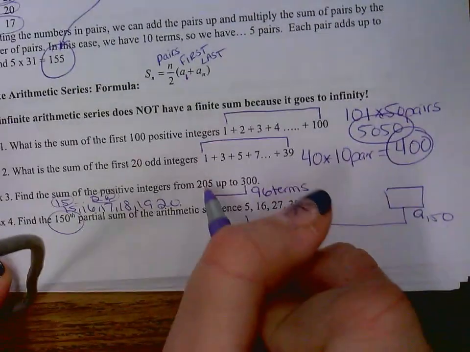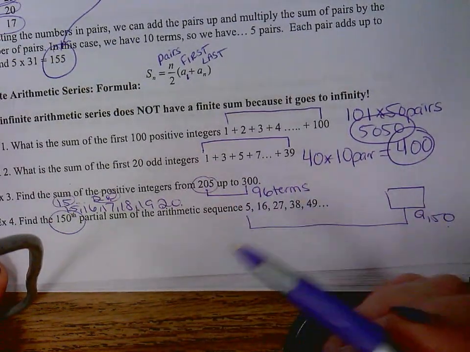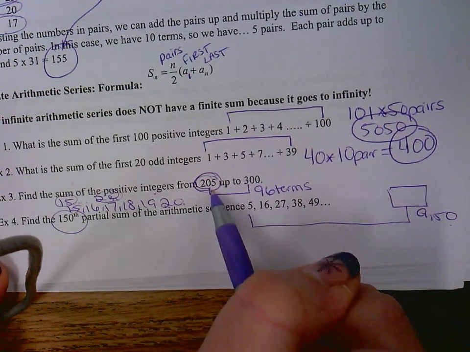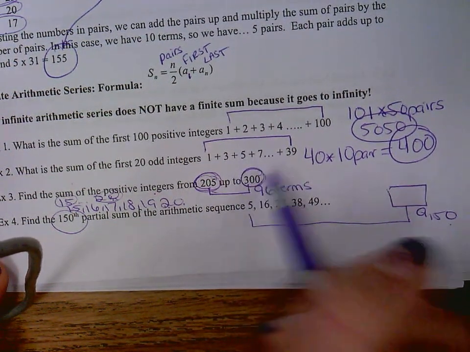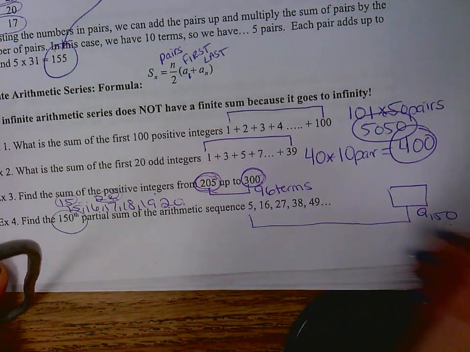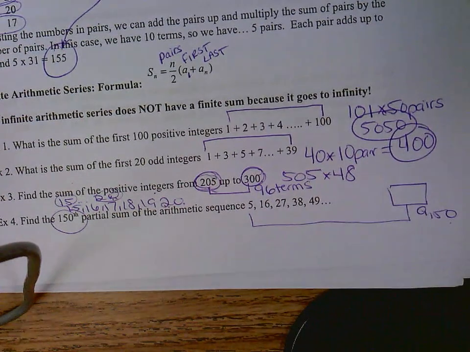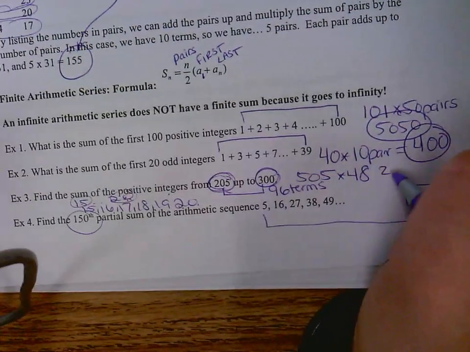Because 205 is the first part of the sequence. You're doing positive integers, right? So the first positive integer is 205. The last positive integer is 300. So 505 is the sum, and then 48 is the number of pairs. What is 505 times 48? It is 24240.